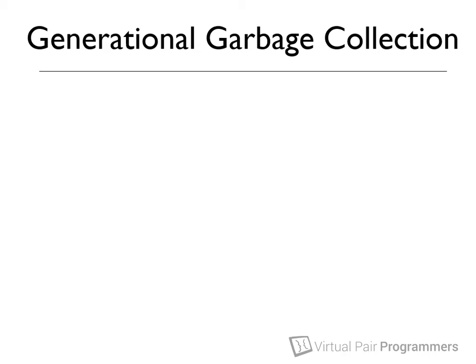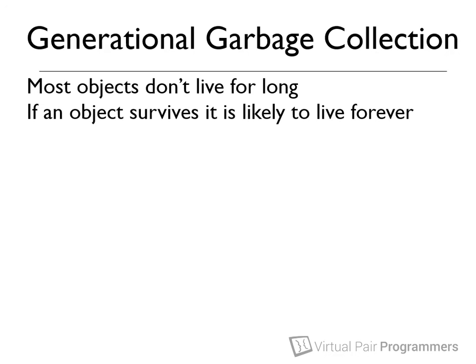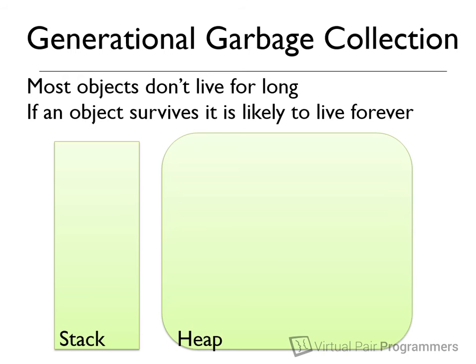The starting point for understanding generational garbage collection is that most objects in Java live for a very short period of time. If an object survives one garbage collection, then it's more likely to live forever. We need to remember it's faster to collect when there's a lot of garbage, when there are few objects that are surviving. So generational garbage collection is a way of organizing the heap. The heap is divided into two sections. One is called the young generation and one is called the old generation. The young generation is typically smaller, but this can be tuned, which we'll see later on.